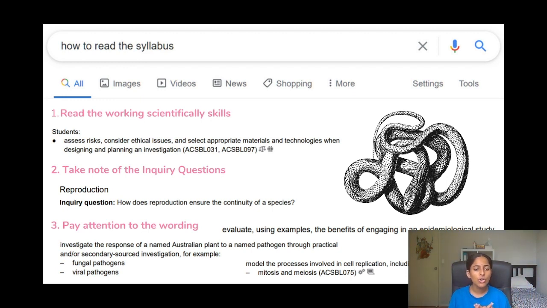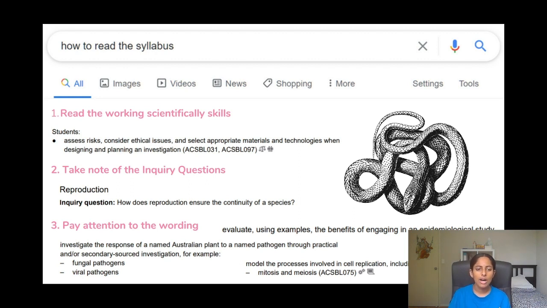So it's important to not only take care of the syllabus dot points, but also look at what the inquiry question is asking you. The reason you have to take note of the inquiry questions is because the inquiry question is set out so that by learning all the syllabus dot points, you'll be able to answer the inquiry question. You can also use the inquiry question as a way to test your knowledge on something.